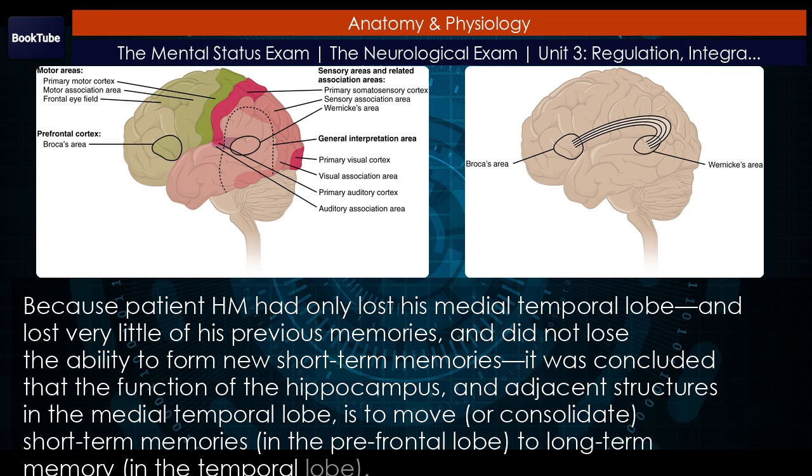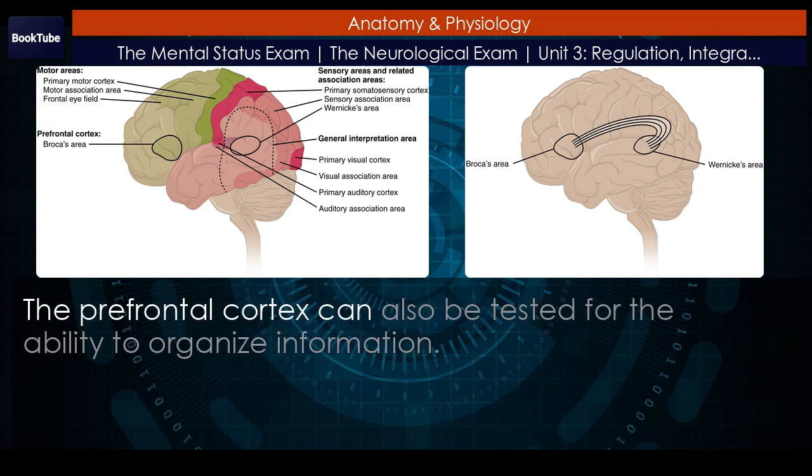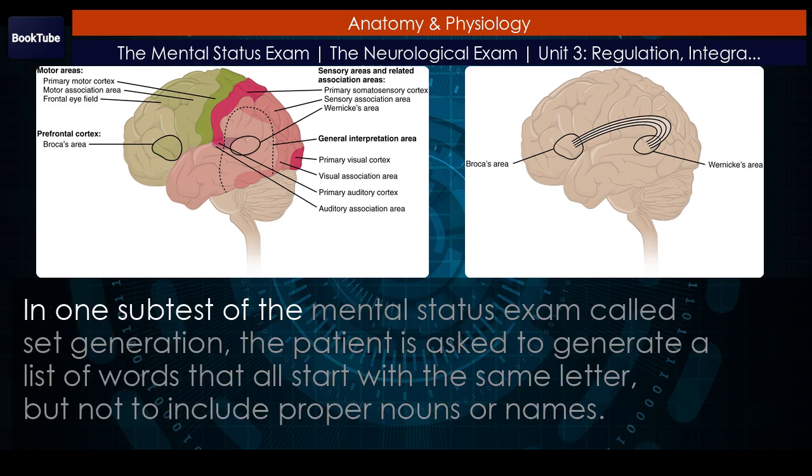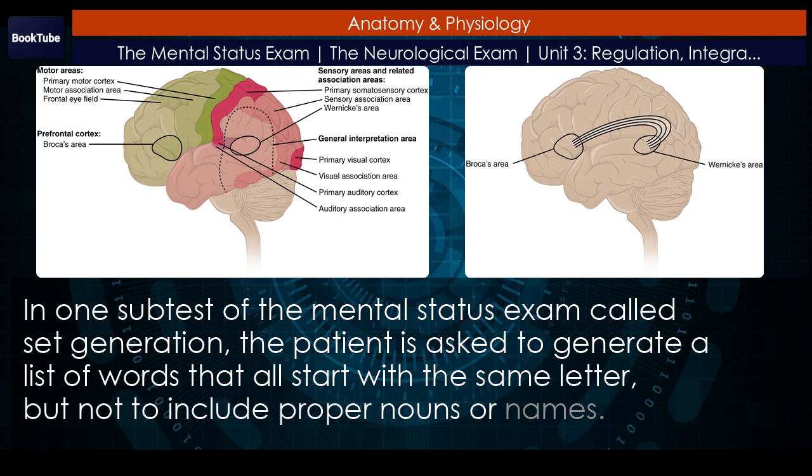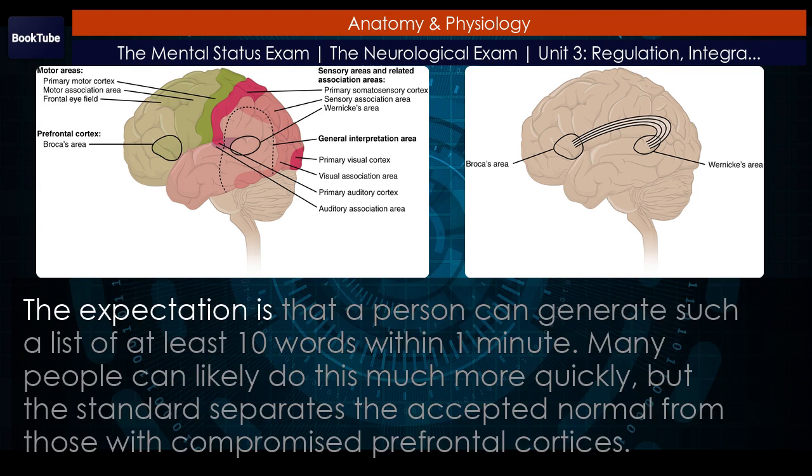The prefrontal cortex can also be tested for the ability to organize information. In one subtest of the mental status exam called set generation, the patient is asked to generate a list of words that all start with the same letter, but not to include proper nouns or names. The expectation is that a person can generate such a list of at least 10 words within 1 minute.